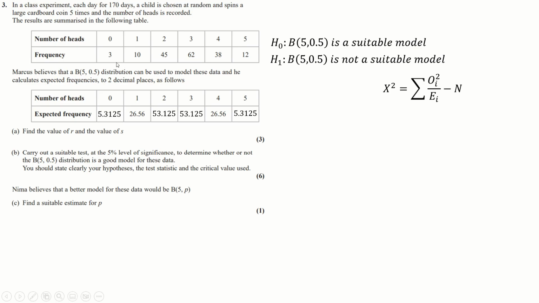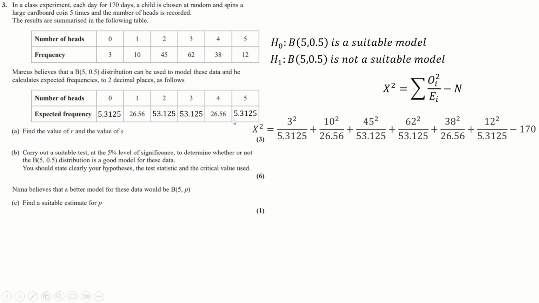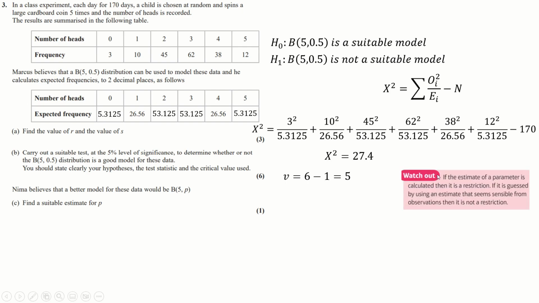You do this thing squared over this, plus this thing squared over this, plus this thing squared over this, and so on, and then just take away n, which in our case is 170. Before you do that, you do need to make sure that none of these values are below 5, but they're not, so I'm just allowed to go straight in with this and calculate that value, which is this. And now I also have degrees of freedom. There are 6 columns here, but they all have to add up to 170, so that's one restriction. So 6 minus 1 is 5. Just make a note. We're about to use this.